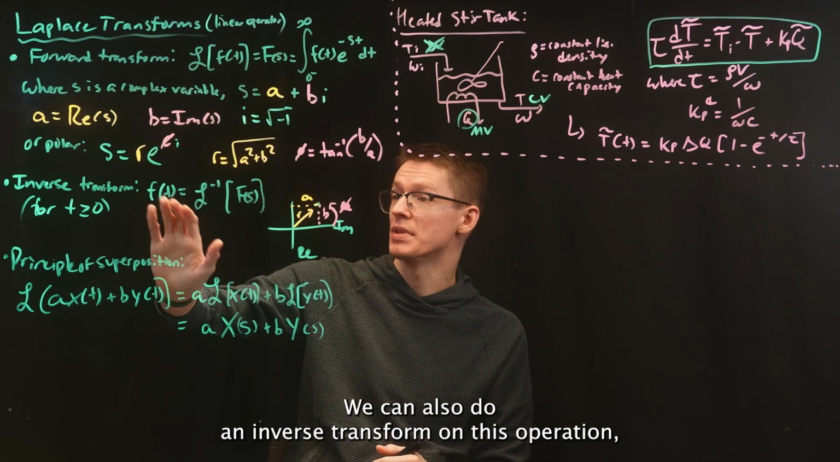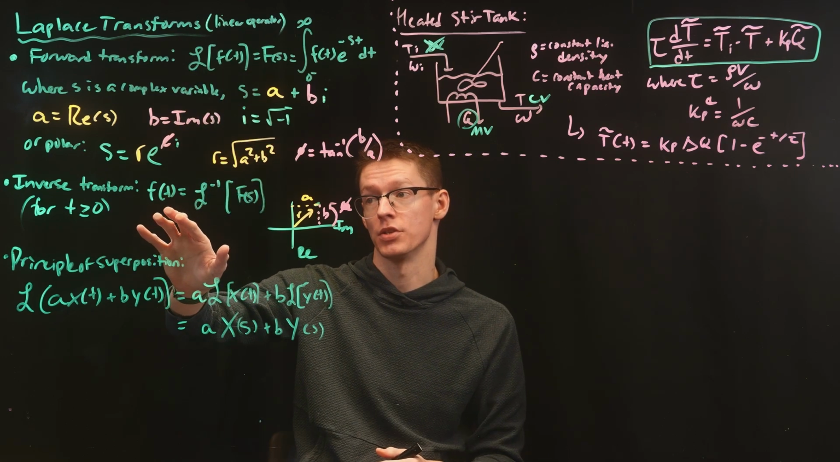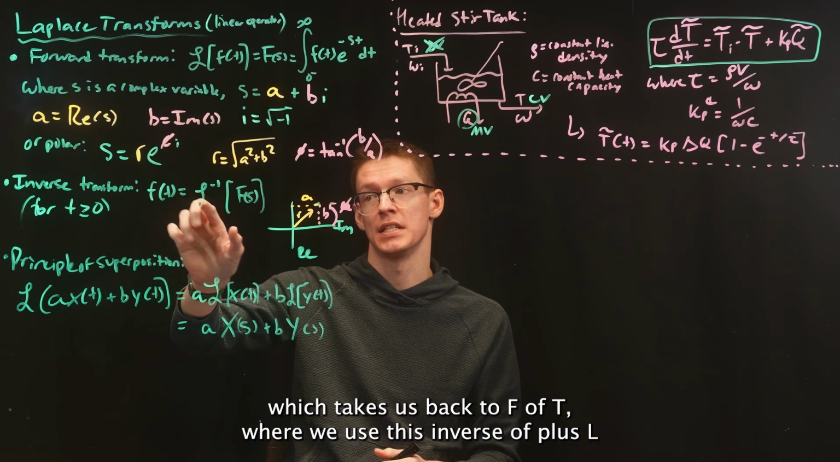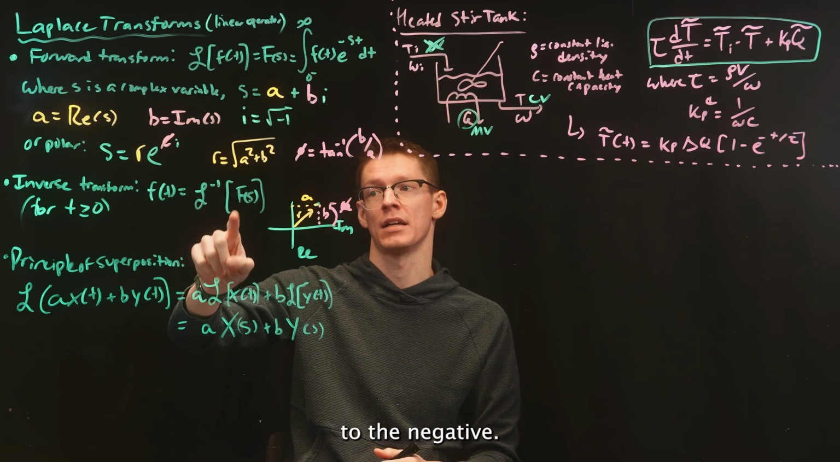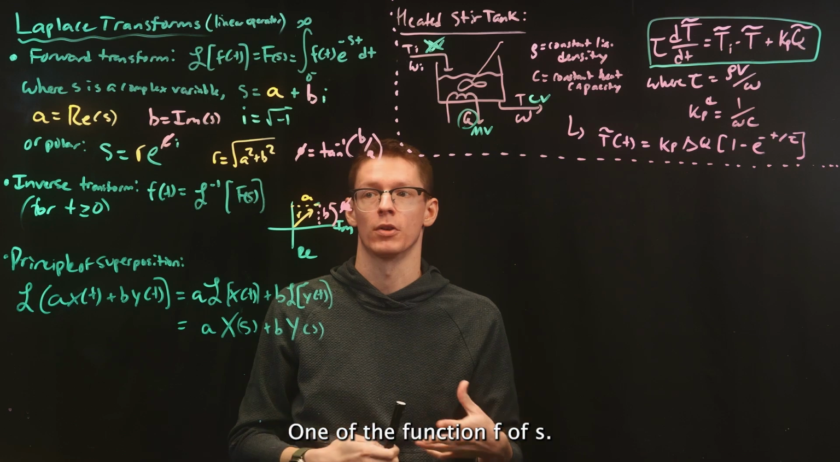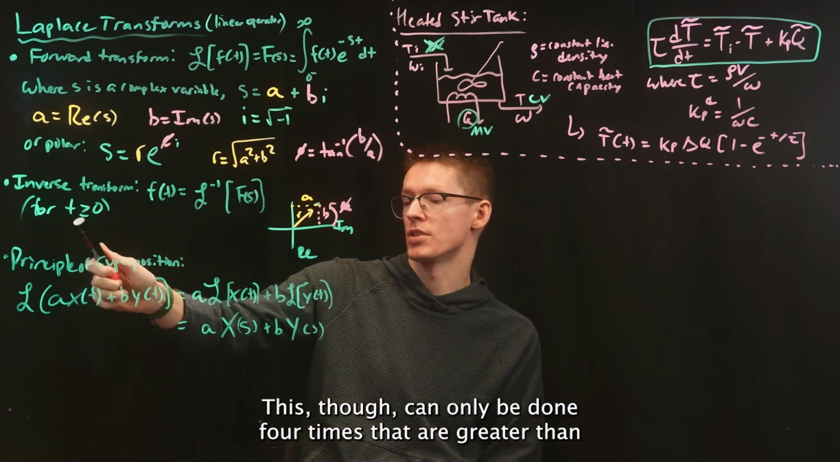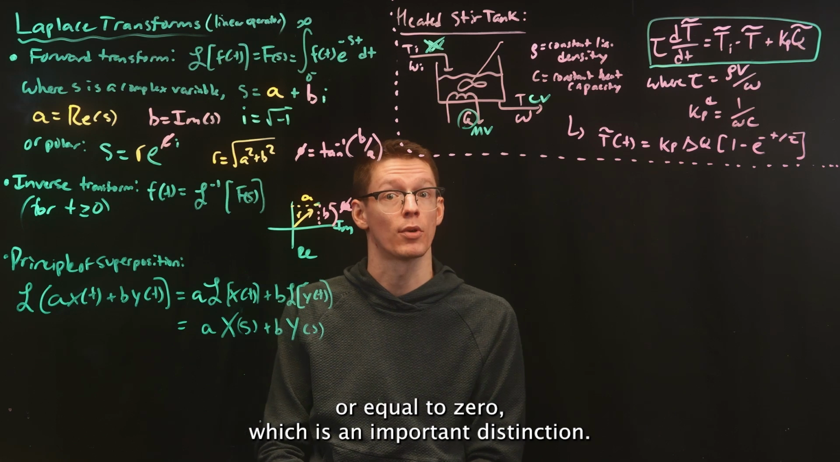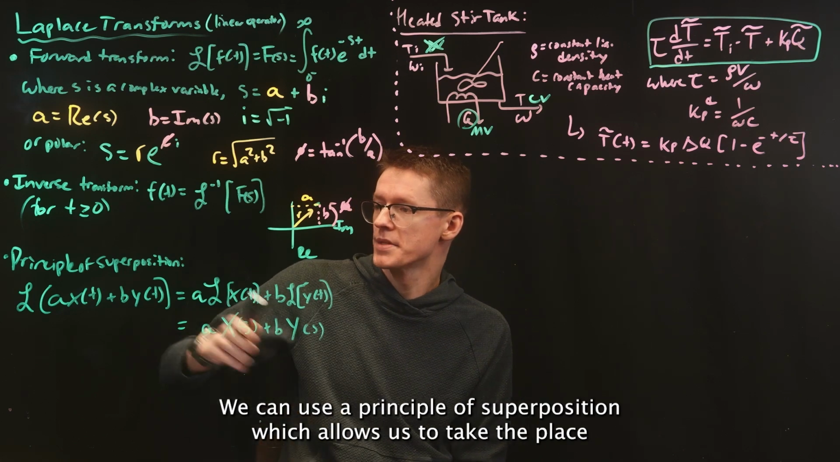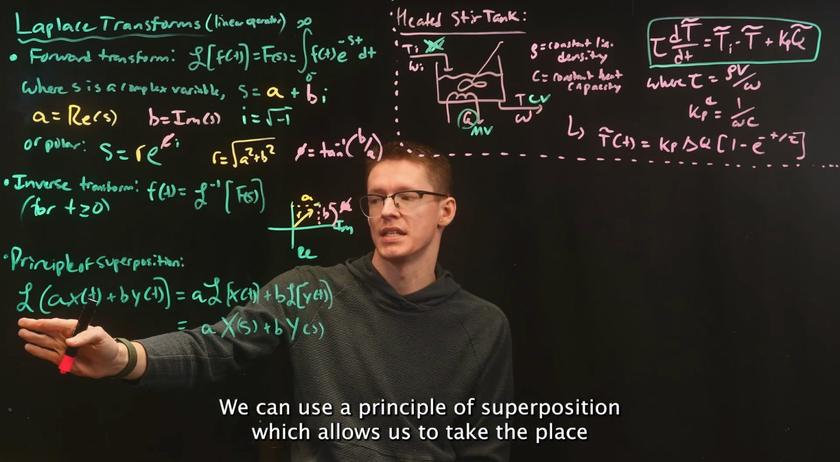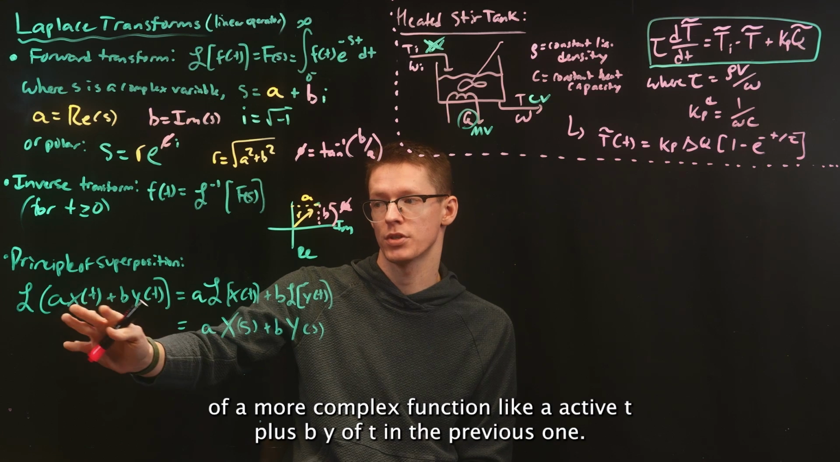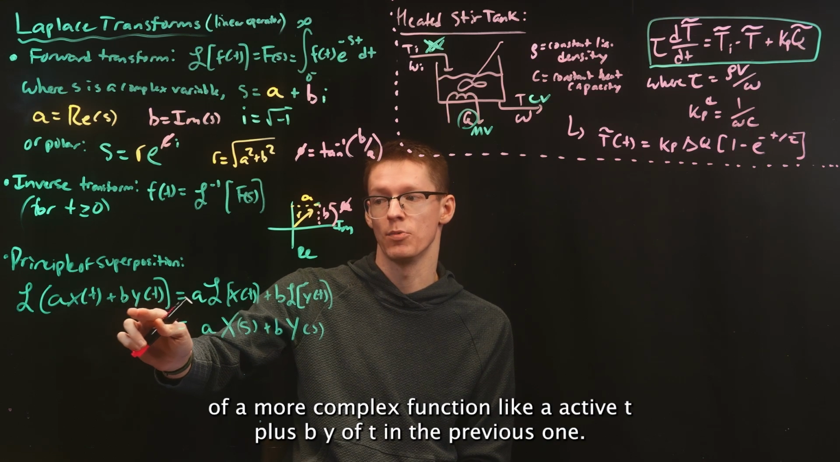We can also do an inverse transform on this operation, which takes us back to f of t, where we use this inverse Laplace, L to the -1, of the function F of s. This, though, can only be done for times that are greater than or equal to 0, which is an important distinction. We can use a principle of superposition, which allows us to take Laplace of a more complex function, like a x of t plus b y of t.